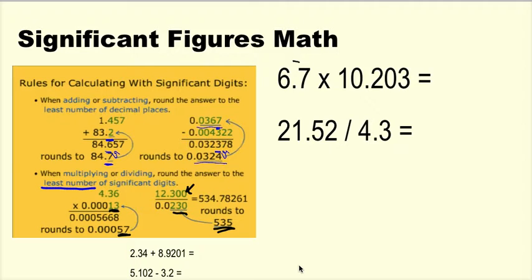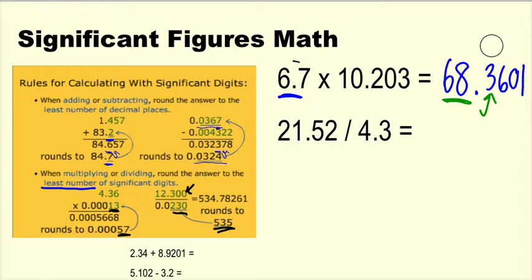If I have 6.7 times 10.203, plug it into your calculator. Calculators do not understand sig figs. They just don't. You get 68.3601. Okay? However, this number right here only had 2 sig figs. So I'm only going to keep these 2 digits. It's a 3 after it, so I'm going to keep it at 8 instead of rounding it up to 9. Erase this, and my answer would be reported as 68.